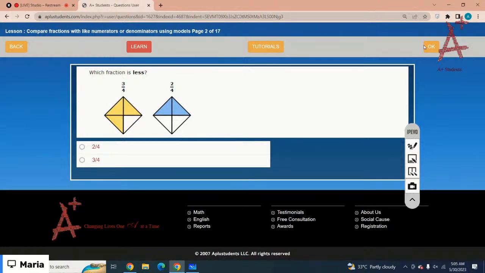Okay, which fraction is less, 3 by 4 or 2 by 4? Which is the correct option? 2 by 4 is less. The one that is less colored is the smaller one.